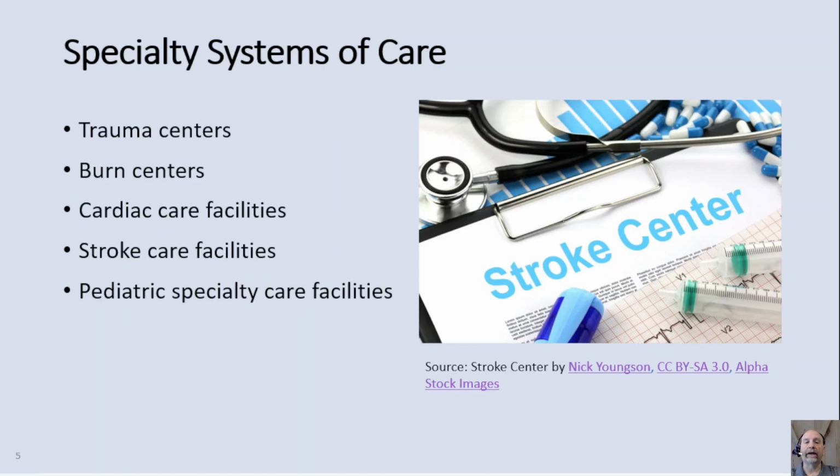In the realm of cardiac care, specialized facilities are dedicated to the diagnosis, treatment, and management of cardiac conditions.